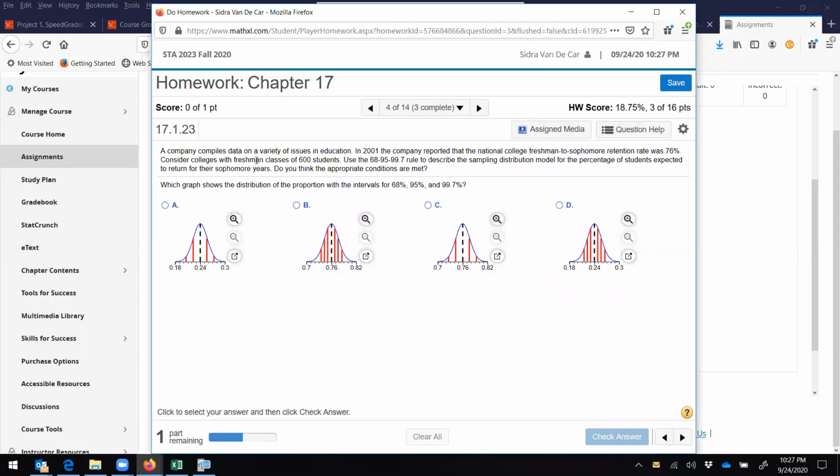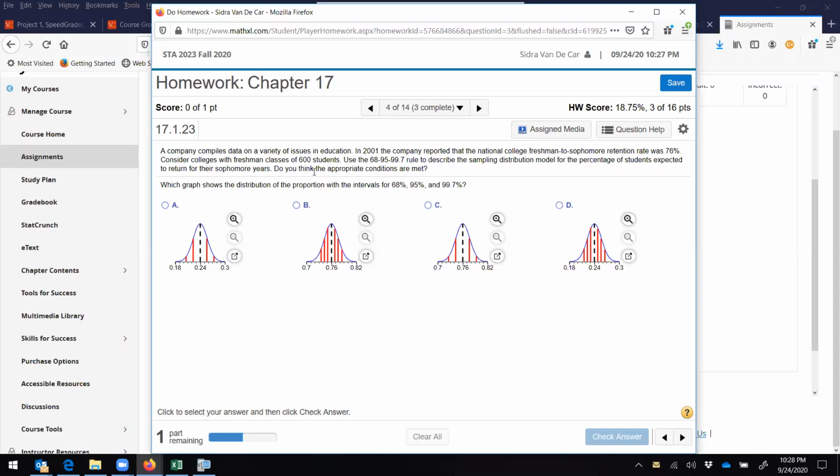A company compiles data on a variety of issues in education. In 2001, the company reported that the national college freshman to sophomore retention rate was 76%. Consider colleges with freshman classes of 600 students. You want to use the 68, 95, 99.7 rule to describe the sampling distribution model. All right, so our retention rate was 76%, so that's where we're going to center it, at 0.76, which means I'm only looking at these two.